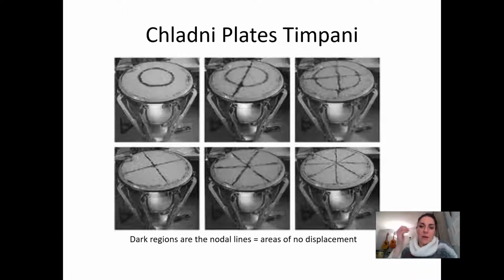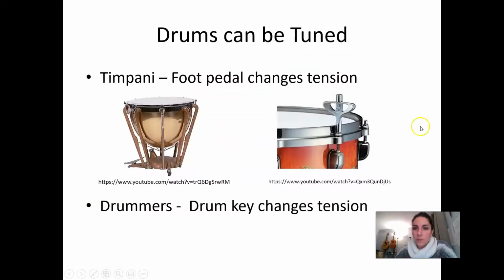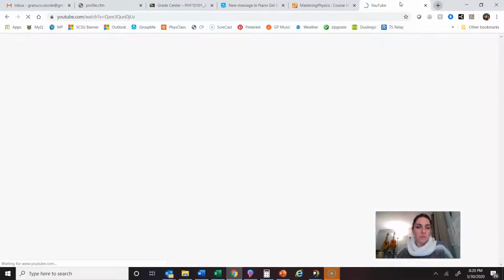But once again, these are just some 2D standing waves that are practical for music. And this is just the timpani preferred tones. So fun fact, drums don't actually have a tone to them, but you can make them sound different. They can be tuned. For a snare drum, you have what is called a drum key. I actually have some YouTube videos. You notice that I'm pretty famous with the YouTube videos here.